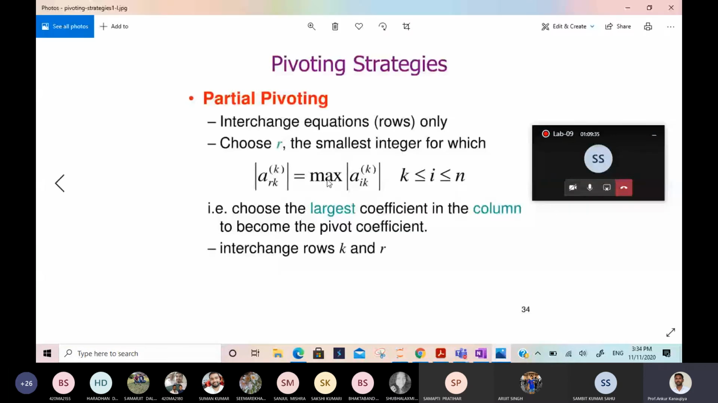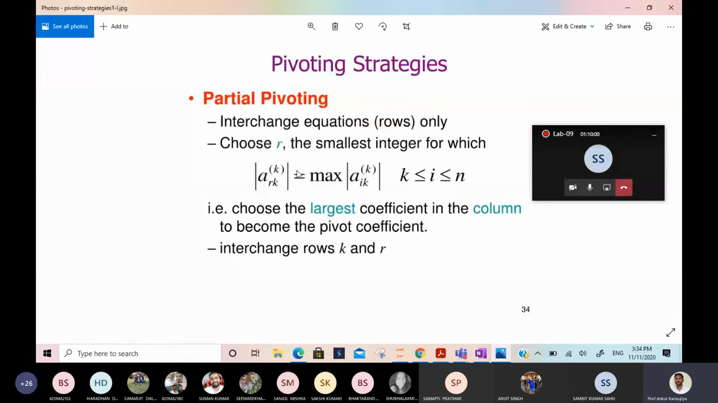You have to find the maximum absolute value of a_ik, i from k to n. Like I wrote, if you are at the kth row and want to do this, then you will start from k. If you are in the first column, then you will start from 1 to n, and the 0th you will skip. So from k to n, you have to find the largest entry, and then you have to interchange the row. That is called partial pivoting.